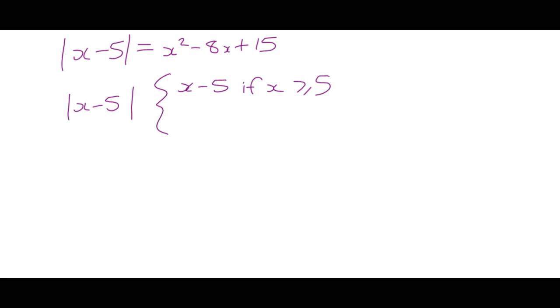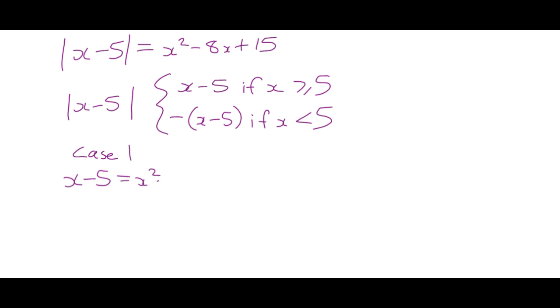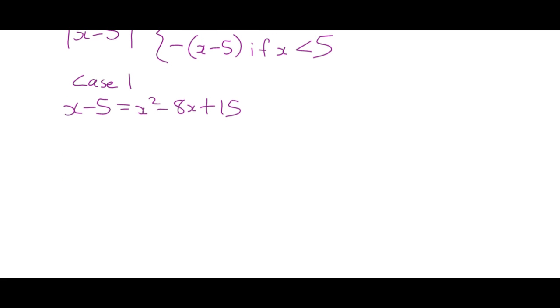And what do we say for the second case? Right, and the negative of x minus 5 if x is less than 5, right? So we state the absolute value as a piecewise function. There's two different functions, and we have two different cases to solve, right? So case 1 is just x minus 5 is equal to x squared minus 8x plus 15, the case where x is greater than or equal to 5, and x minus 5 will just be positive.